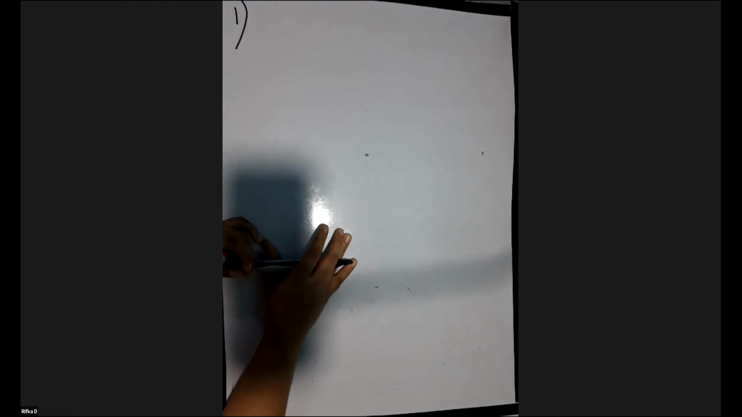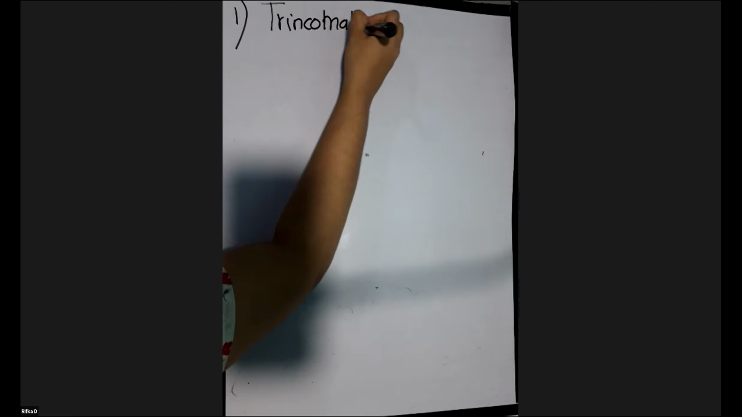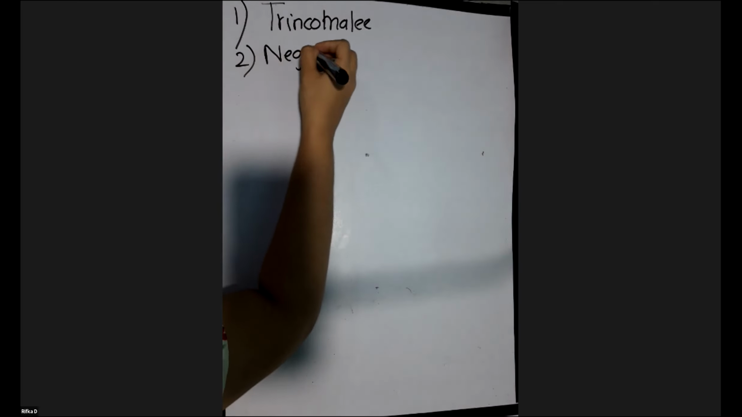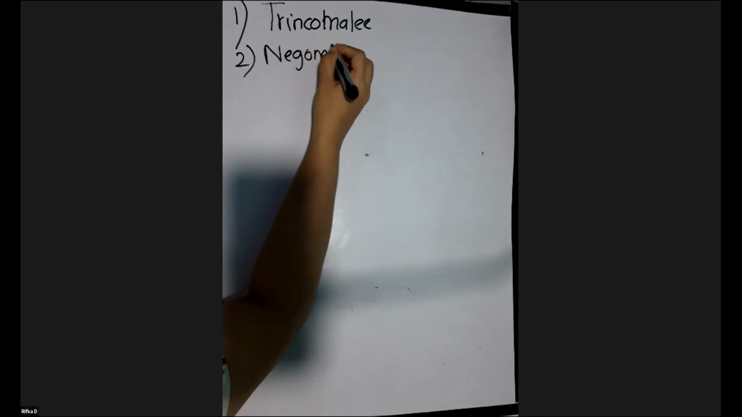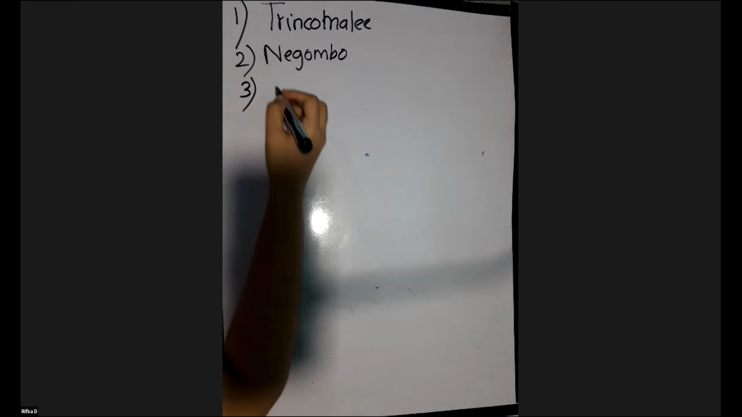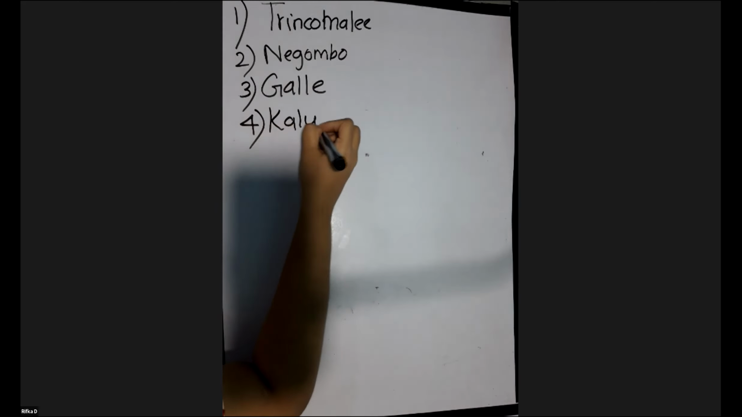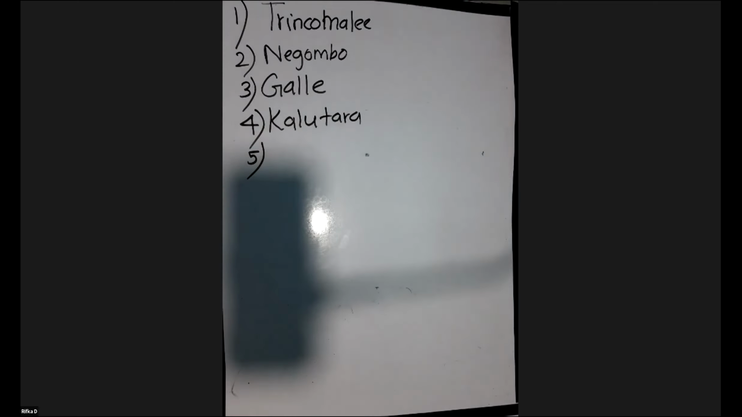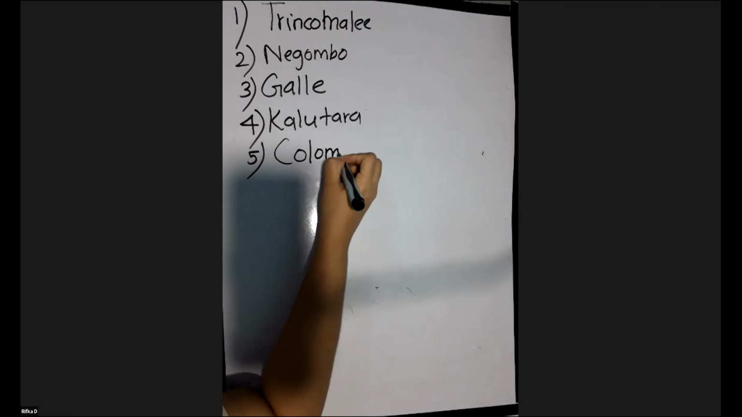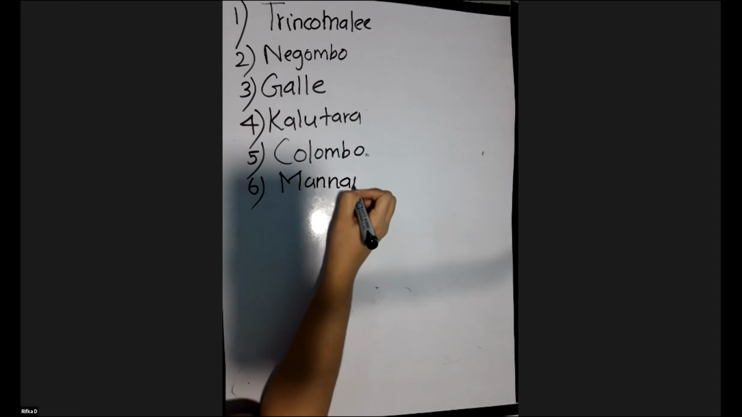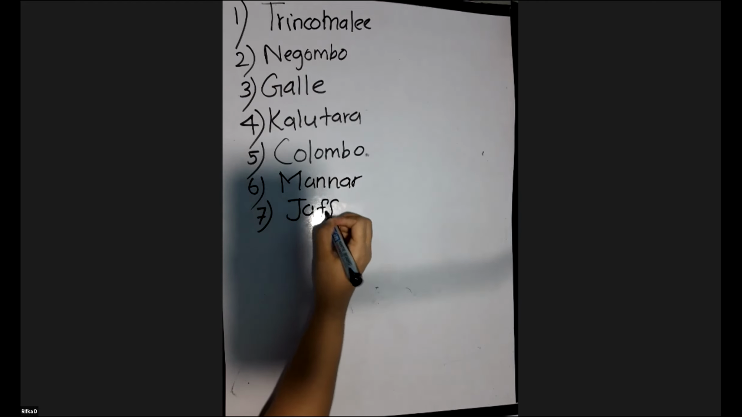There were many fortresses under the Portuguese. So what are the fortresses? Trincomalee. Trincomalee is one of the most important harbors in our country. Next is Negombo. Third one, Galle. Fourth one, Kalutara. Fifth one, Colombo. And then Mannar. And then Jaffna.